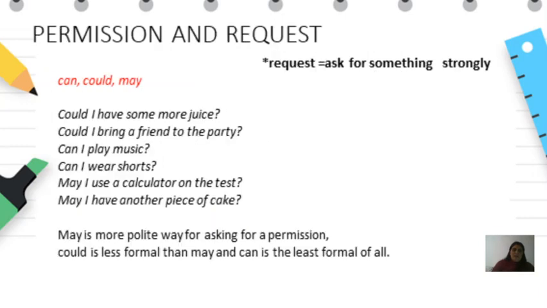The concept of permission and request. A request is asking for something strongly. Using the same verbs. Could I have some more juice? Could I bring a friend to the party? Can I play music? Can I wear shorts? May I use a calculator on the test? May I have another piece of cake? You notice here that may is a more polite way of asking for permission, and could is less formal, and can, on the other hand, is the least formal of all.